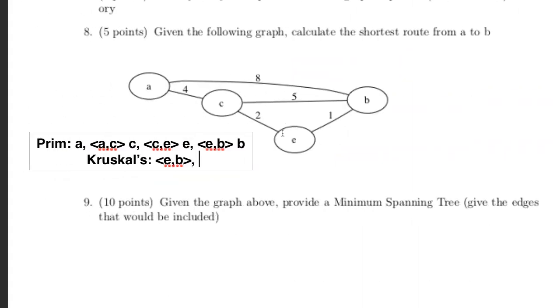So in Kruskal's we would add EB, then we would add EC, CE, then we would add AC. And we're done. Now we got a minimum spanning tree, right? The other ones would add cycles.